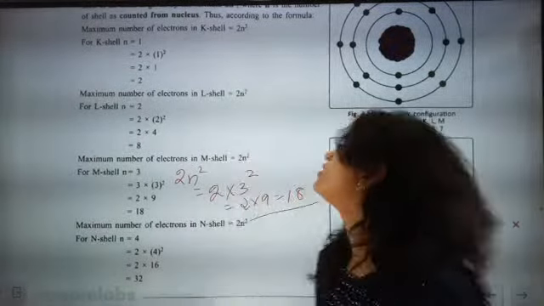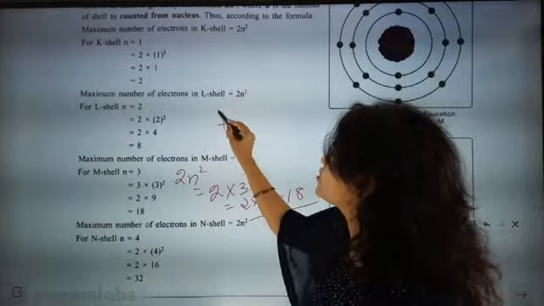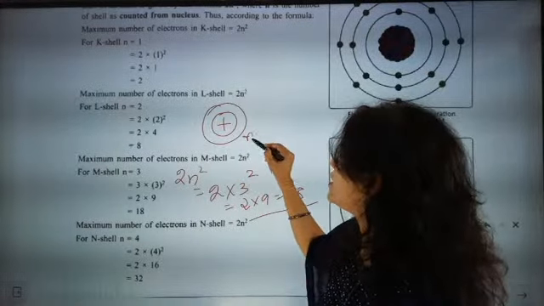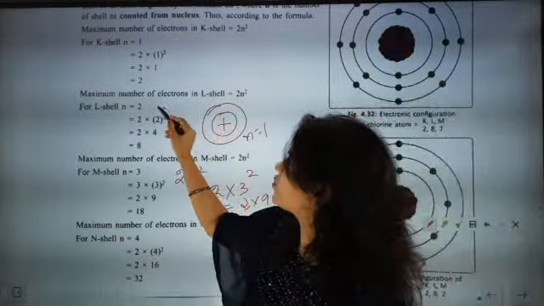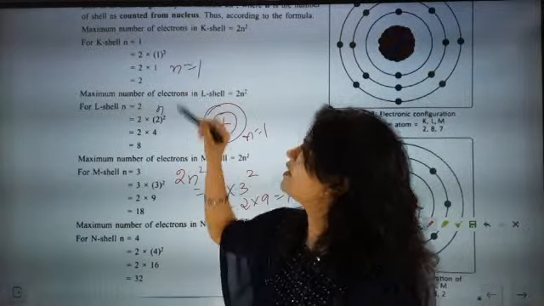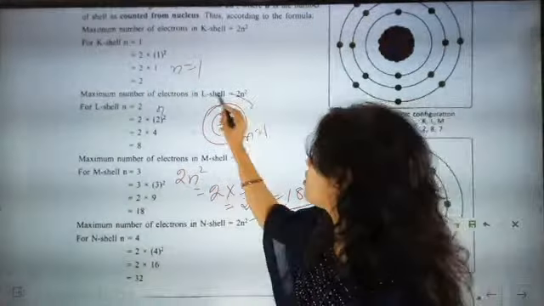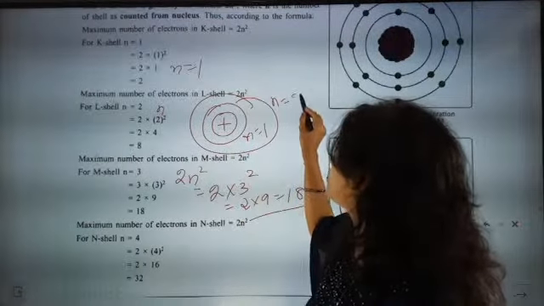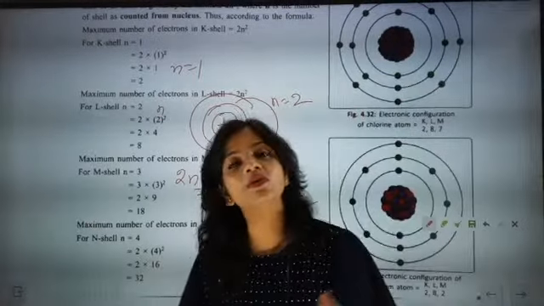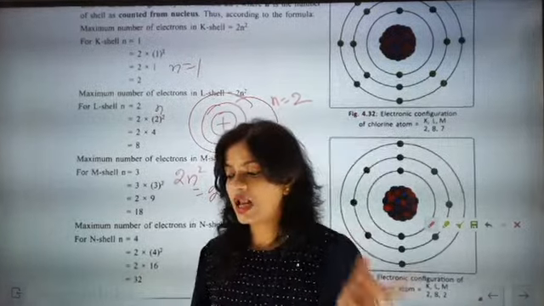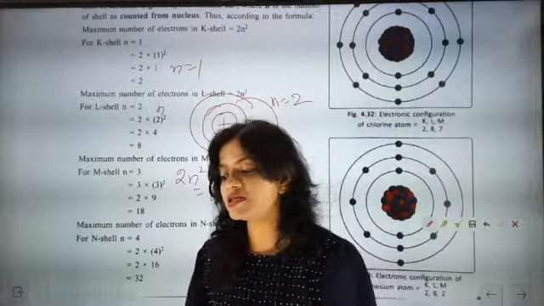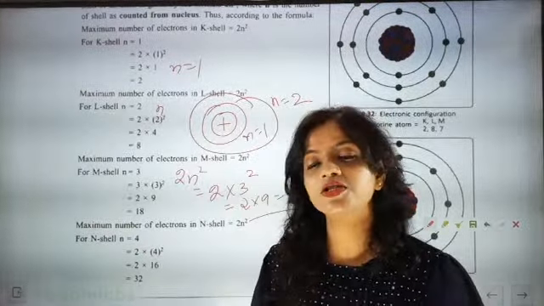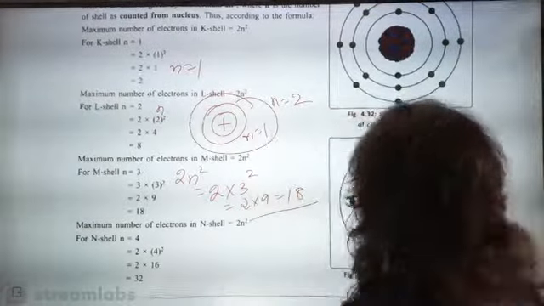First orbit, so orbit number 1. So n I have taken as 1. Second orbit, n equal to 2, because the last electron will be filling in the second orbit. So it will be written as 2n square. So just understand this rule first.